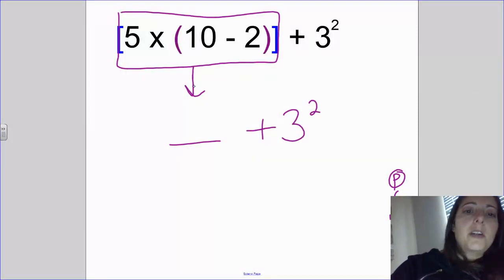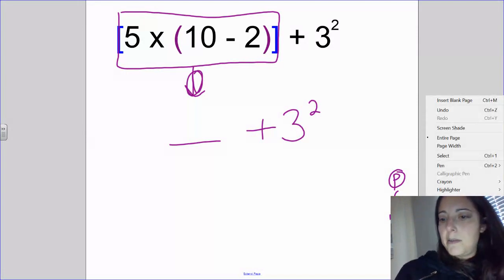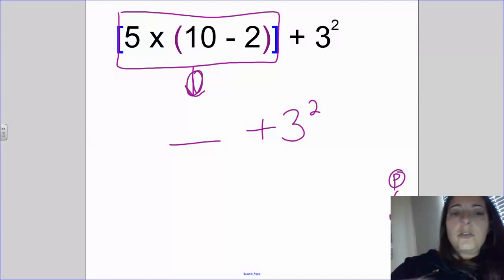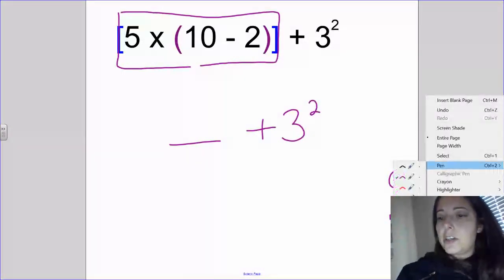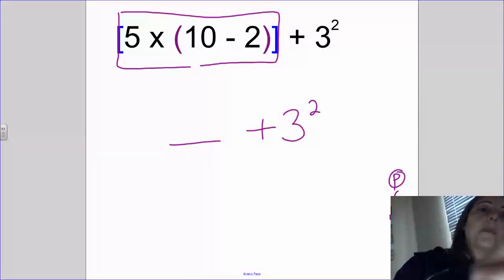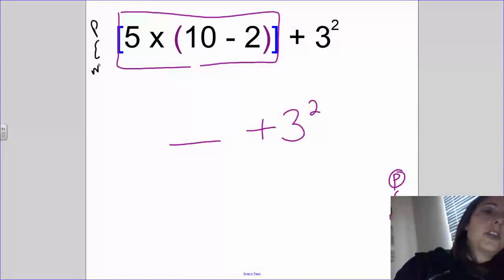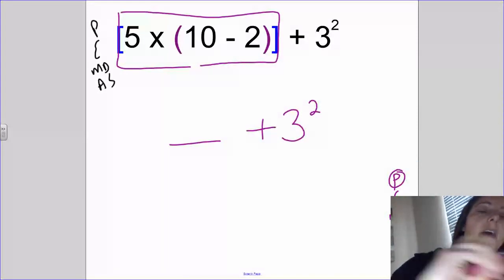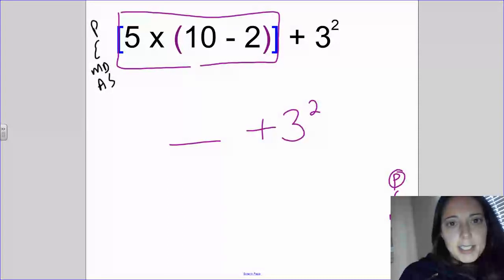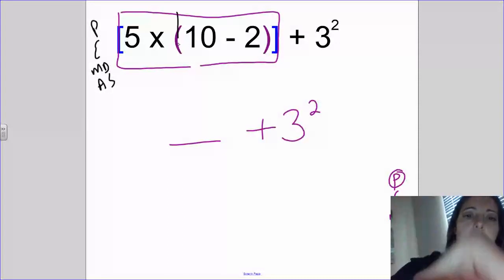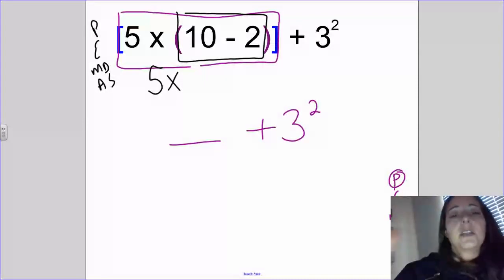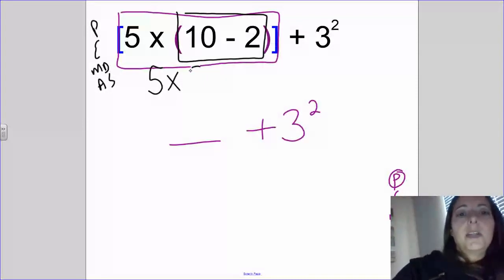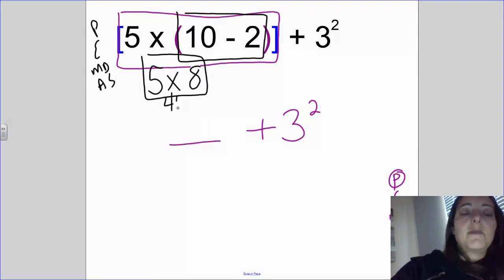Whoops, I was totally trying to grab the eraser there. What I'm going to do to continue with the problem is, in order to solve the brackets, you still have to follow PEMDAS. I'm just going to put a little PEMDAS checklist over here so we can follow it. All right, do I have any parentheses inside my bracket? Well, yes, I do. I'm left with 5 times whatever's in those parentheses. 10 minus 2 is 8. I have last package standing. 5 times 8 is 40.